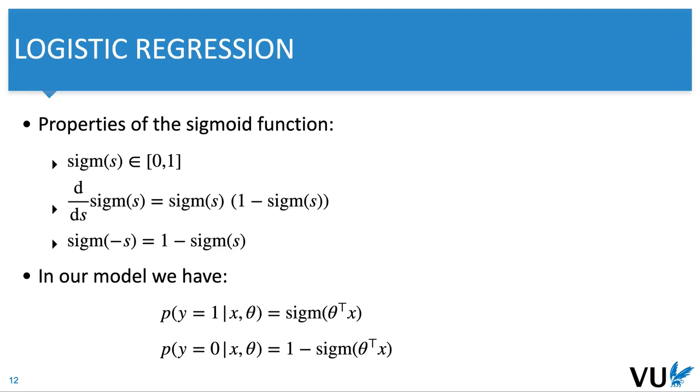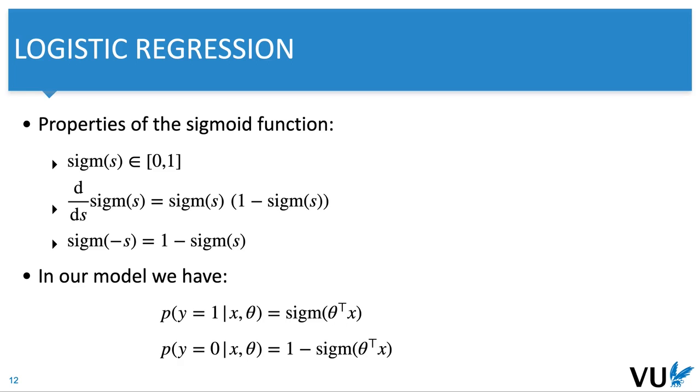Further, the sigmoid function has very nice properties. First of all, sigmoid is between 0 and 1. Second, the derivative of sigmoid is expressed by sigmoid itself: it's sigmoid times 1 minus sigmoid. And another thing is that sigmoid of a negative value is equivalent to 1 minus sigmoid. So these are very nice properties, and they are very often used in machine learning.